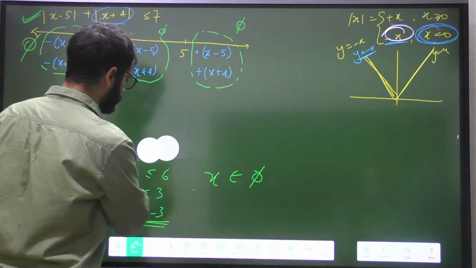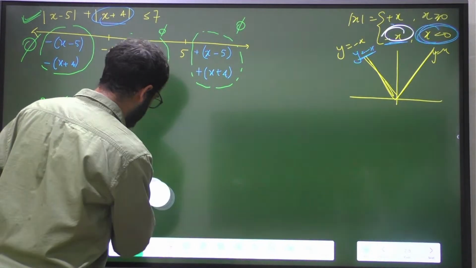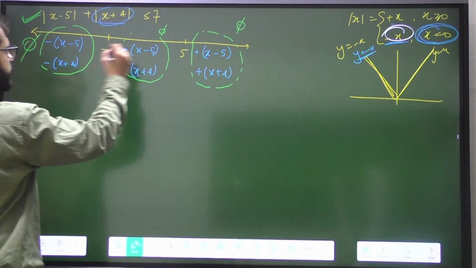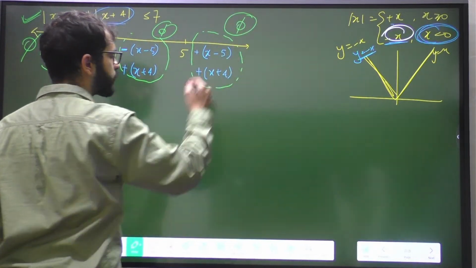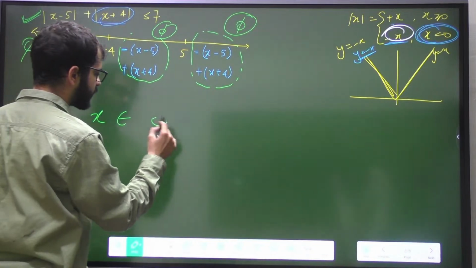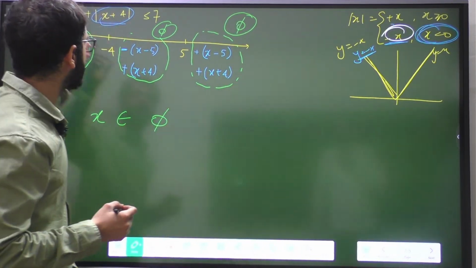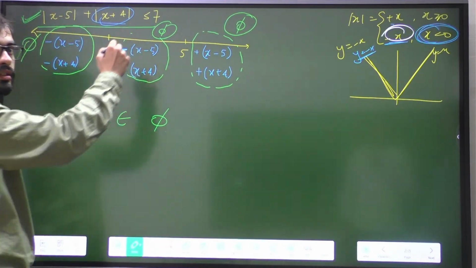So if I try to sum up the answer for you, the solution is the null set for the third case. So ultimately the answer becomes x belongs to the null set, because there is no value of x which will ever satisfy this condition.